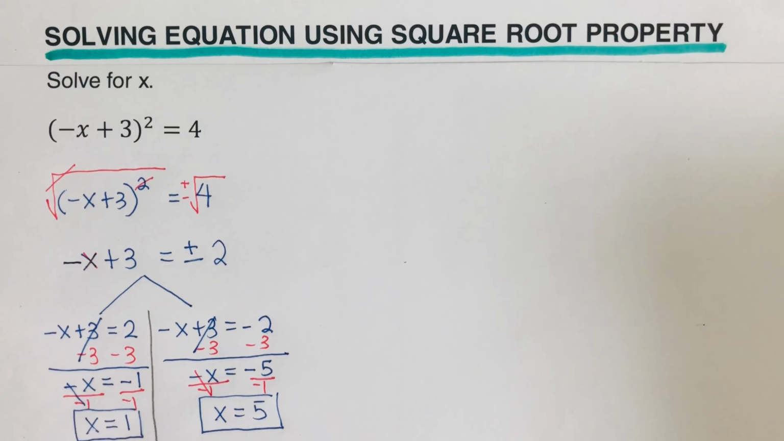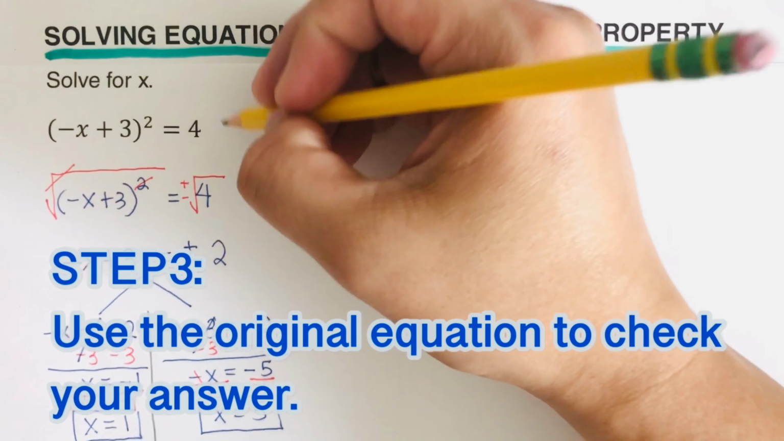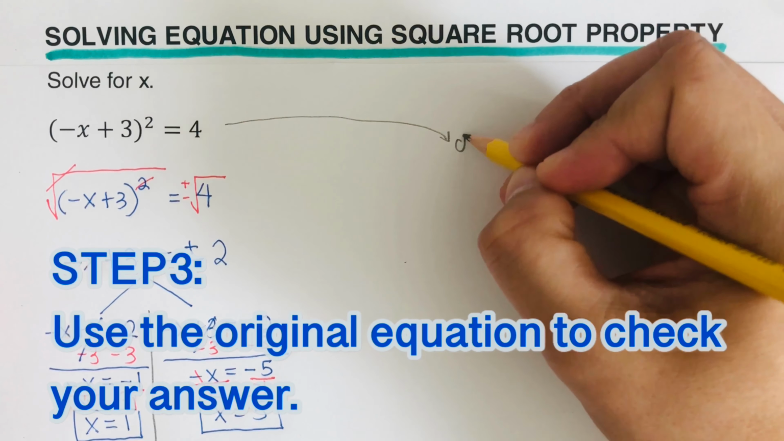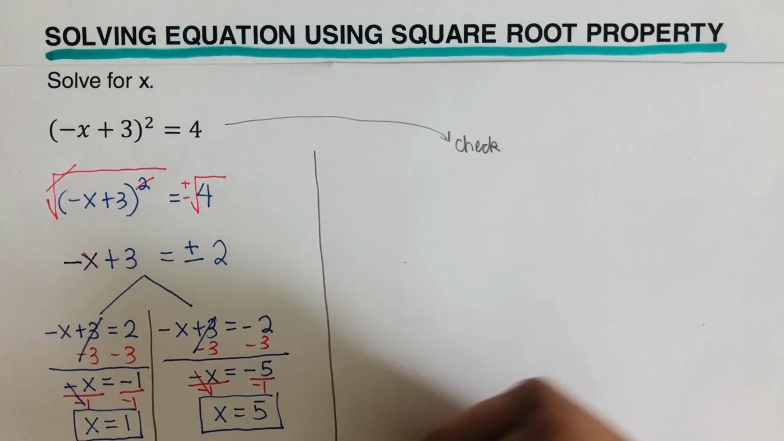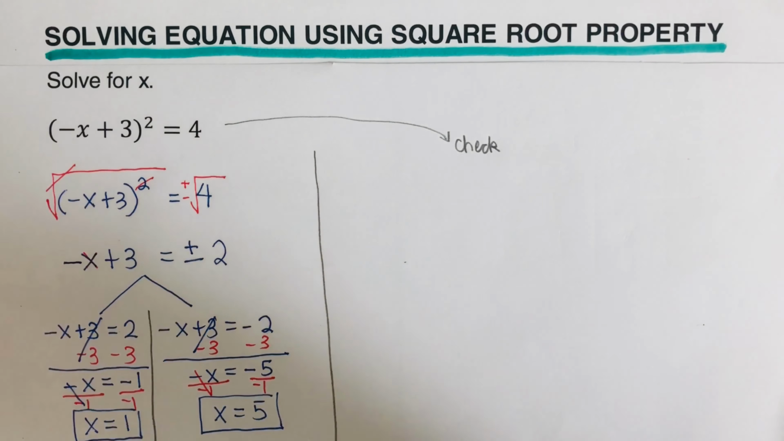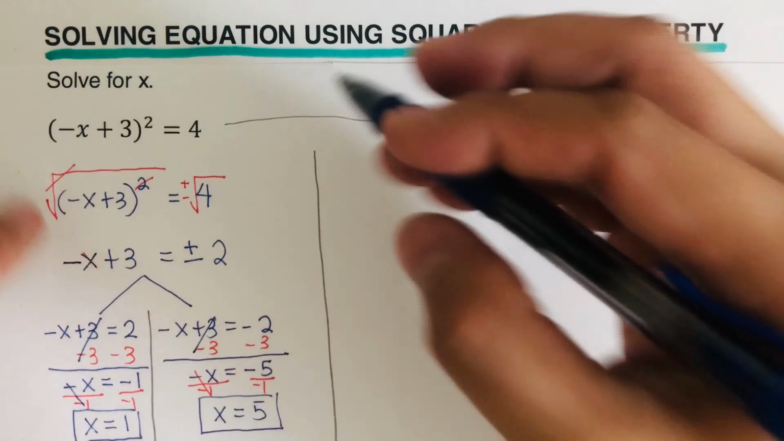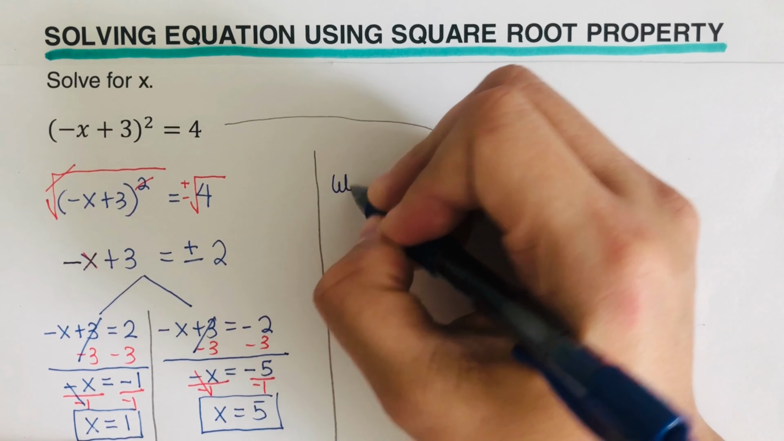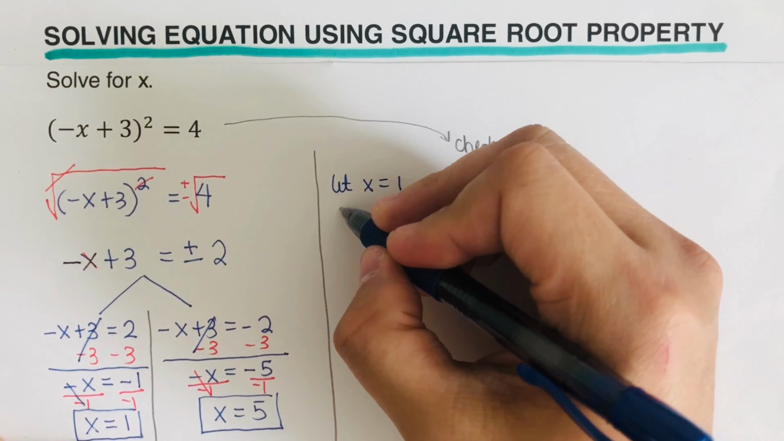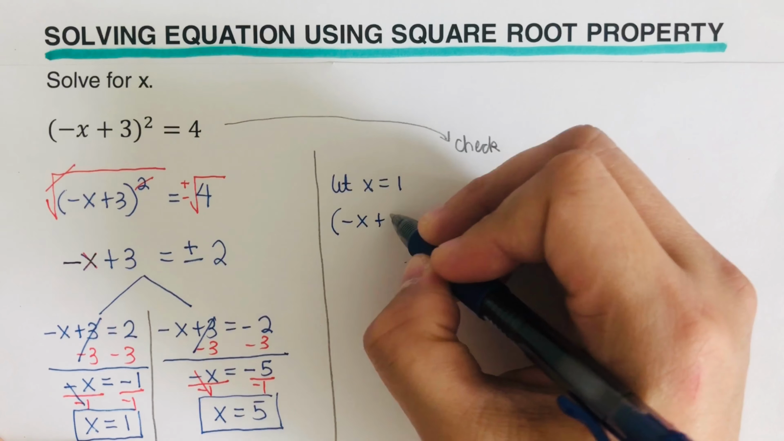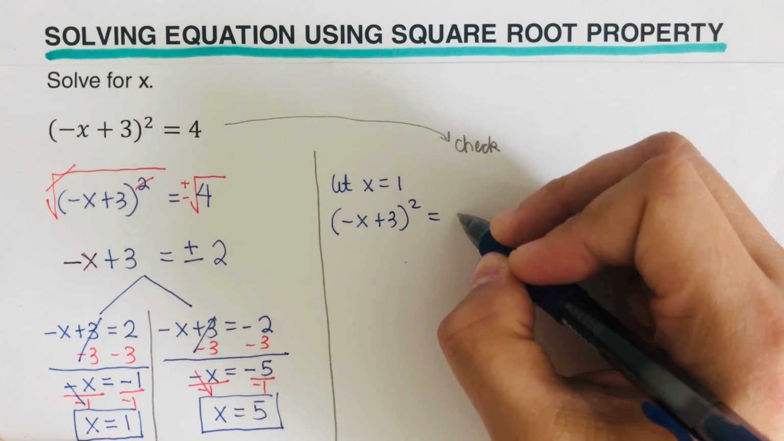Now, the third step is to use the original equation in order that we can check to see if these solutions that we got here are correct. Again, it's very important that we check because sometimes it may not work. So we are going to use the original equation, but we're going to let x is equal to 1. So then I write the original equation right there, negative x plus 3 squared equals 4.